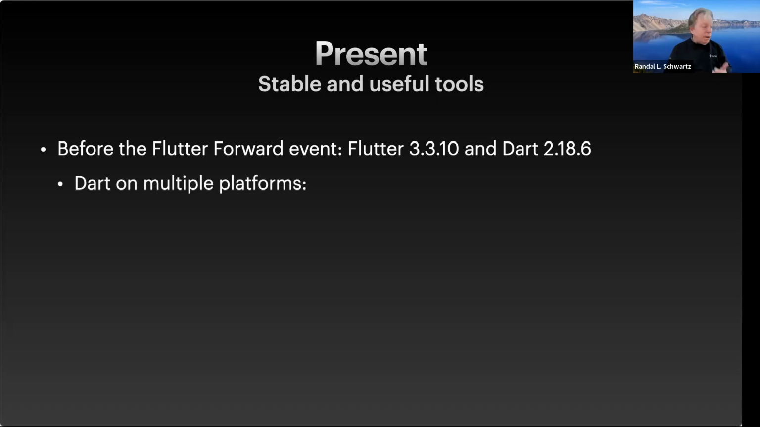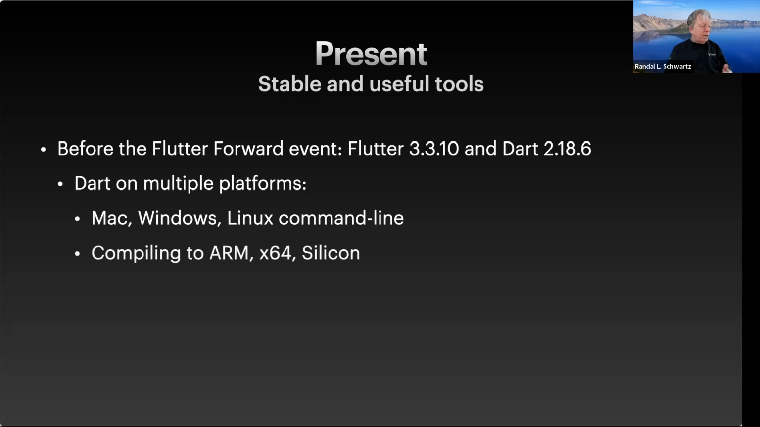And this means we're running Dart on multiple platforms, even more than I mentioned at the beginning of the show. It runs on Mac, Windows, Linux command line. It compiles to ARM, so that means you can compile for mobile devices. It compiles to x64, so that way I can load it on my laptop, and compiles to Silicon, so I can use Apple's new chips, both in the phone and on desktop. And by compiling, I should probably say that a Flutter program is not being turned into JavaScript and then interpreted as JavaScript on the phones.